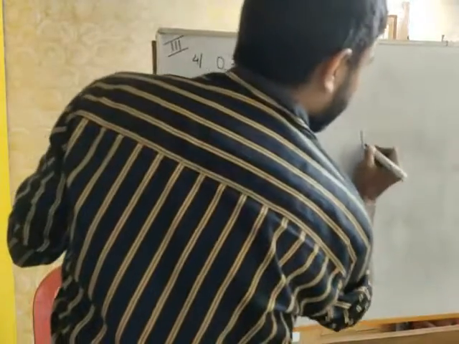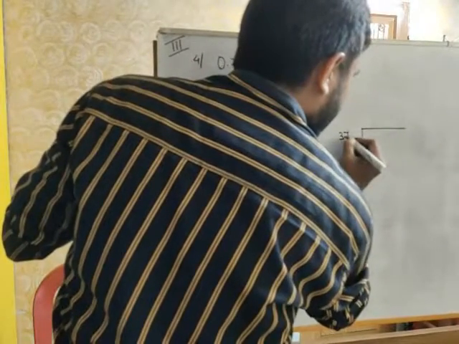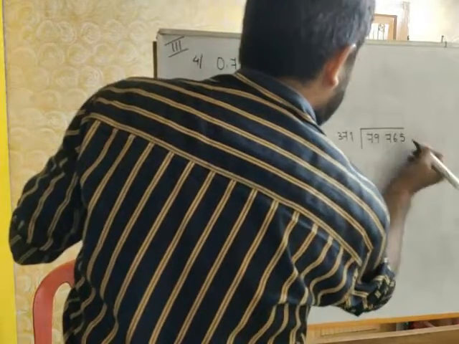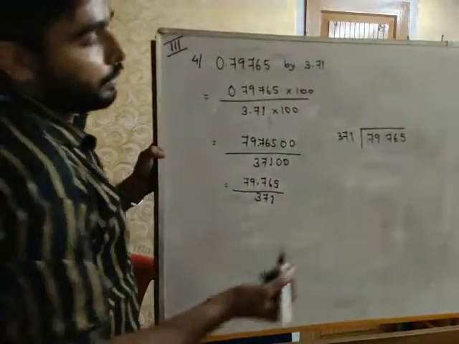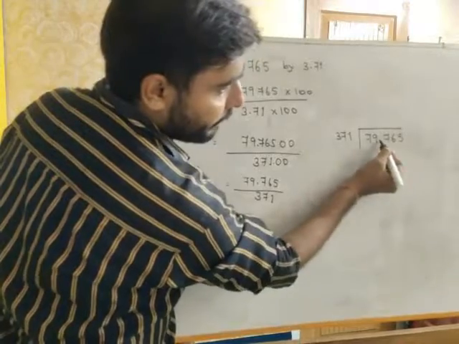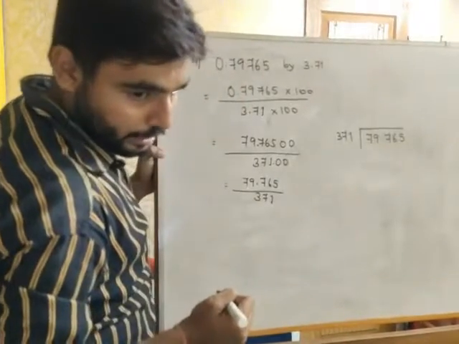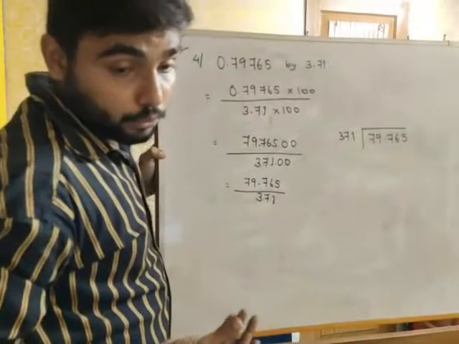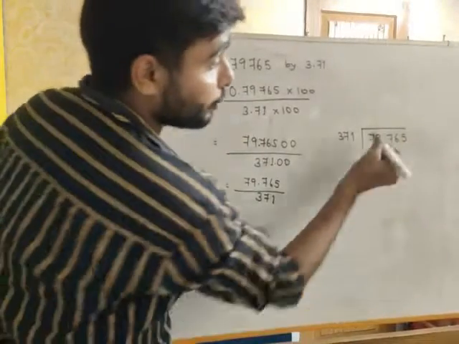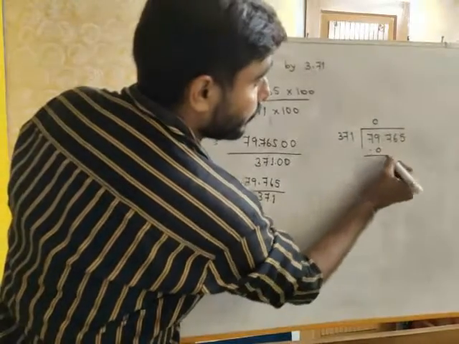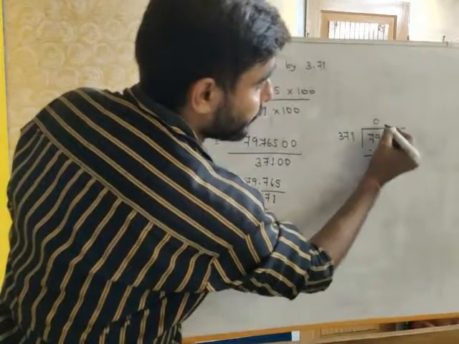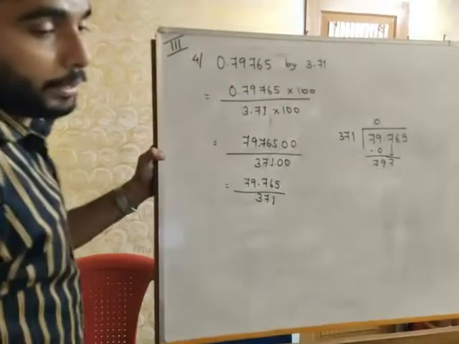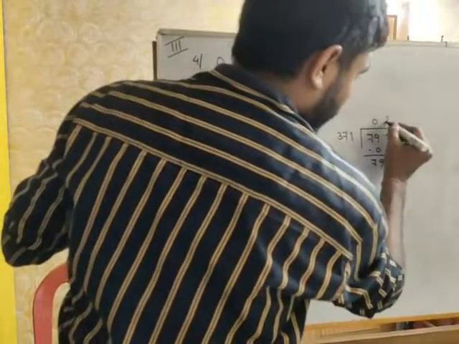Now it's time to divide 79.765 by 371. Okay, so in the table of 371, 79 won't be seen. So how many times shall I take? 0. One time, I cannot go with one time. So I have to take 0 times. 0 times 0, 79. Decimal will be taken up. 7 comes down. Okay, it will be 2 times because 3 times will be 900 something.